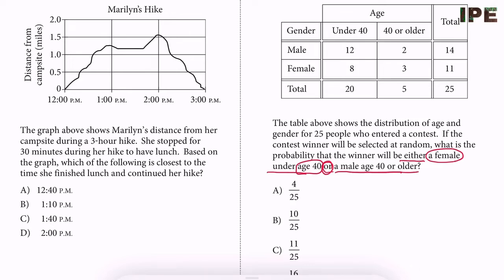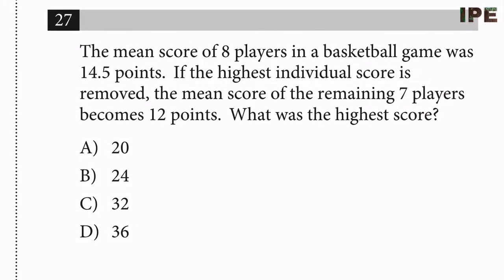So how many people are female under 40? 8 people, right? How many people are male and age 40 or older? 2 people. So 8 people or 2 people. In probability, we should add those two numbers. Or means adding, and means multiplication. Remember, or is adding and is multiplying. Out of the total number 25, 10 over 25 is the probability. B is the answer.